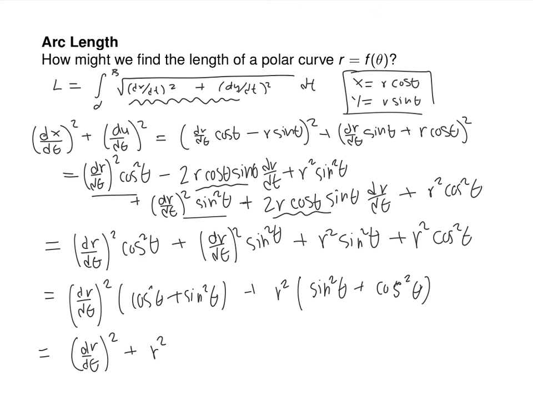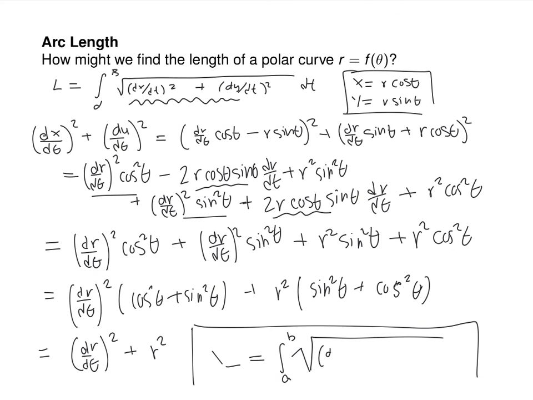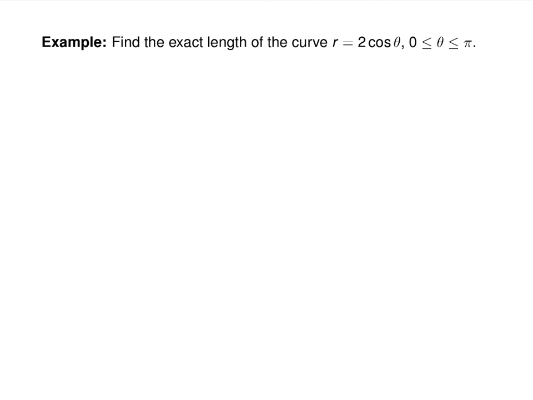So put a big box around this. The length of the curve is the integral from your alpha to your beta, or a to b, angle to angle, of the square root of dr d theta squared plus r squared d theta. Bam. All right, let's do that to find the exact length of this curve. R is 2 cosine theta for theta between 0 and 2 pi.